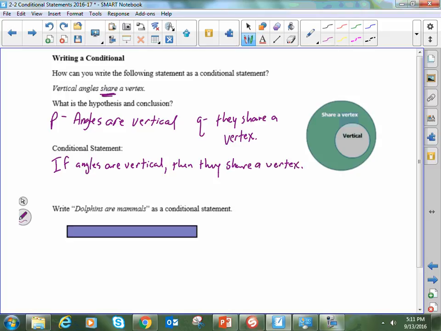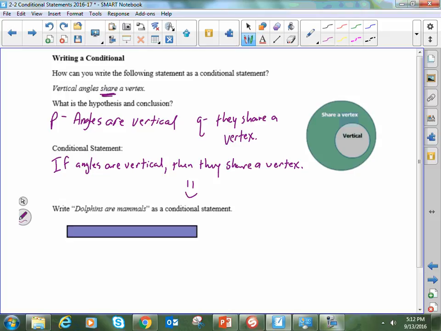So what I'd like you to do is for the second statement that we have here where it says dolphins are mammals, I'd like you to also write that as a conditional statement. Now, I'm clearly not asking you to identify the hypothesis and conclusion. The only reason I did in the first one is just to make you think, what do I have to identify in the statement in order to actually put it in an if-then form? So pause the video and write your conditional statement, and when you're done, come back.